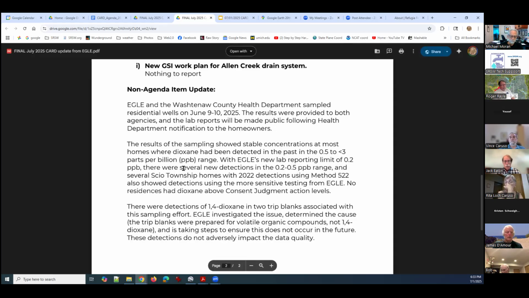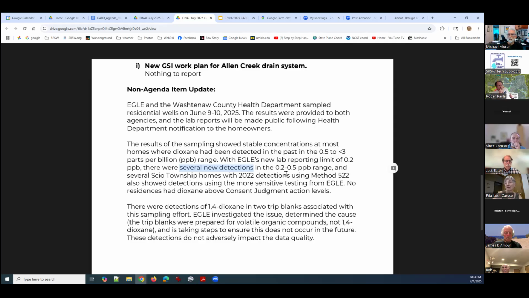And then to add a layer of complication, I call it a new detection if it's newly detected by the EGLE lab, but it may not be a new detection based on the sampling that Scioto Township did. So we'll have that summary for you in August. Jenny's off this week because it's the 4th of July holiday. I don't see Carissa or other staff who was directly involved in the sampling on it. So you got me, and so I have a high-level summary for you, but we'll have more for you in August.